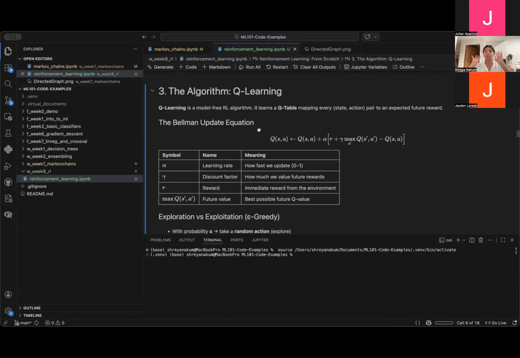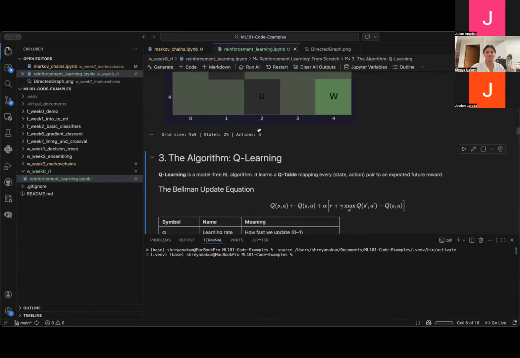After each action, we use that exact equation: the new estimate is the reward received plus the discounted reward it expects from the next state, and we put that into the Q table. And so there are two things that control this. I want to ask you guys, what do you think are the two things that control how often we update the Q table?